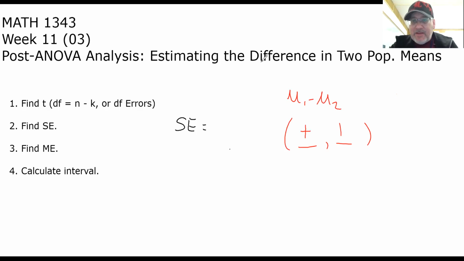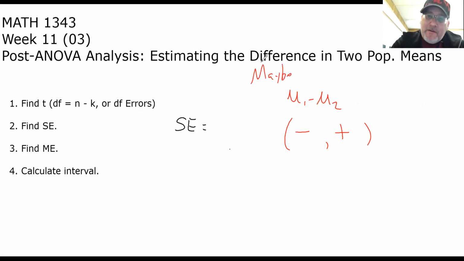But if the interval contained two negative numbers, then we're confident that that difference is less than 0, aka negative, which means we're confident that the first population mean is less than the second. The only way the subtraction problem could be negative is if the first number were smaller than the second. But if our interval starts with a negative number and ends with a positive number, that means it must contain 0. That means that maybe the difference is equal to 0, which is the same as saying the means are equal.